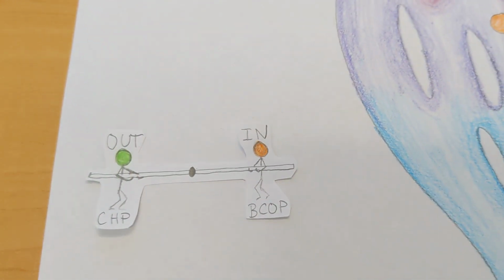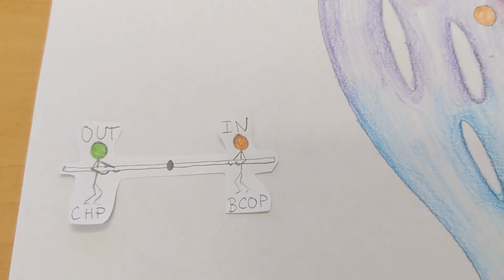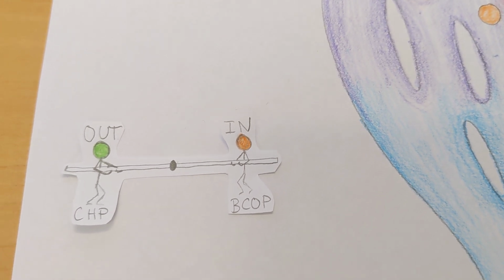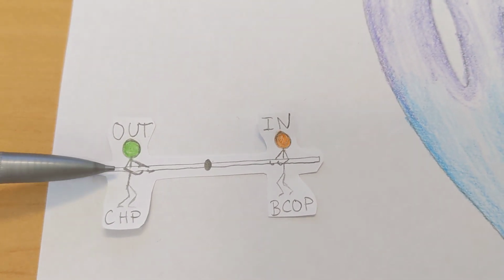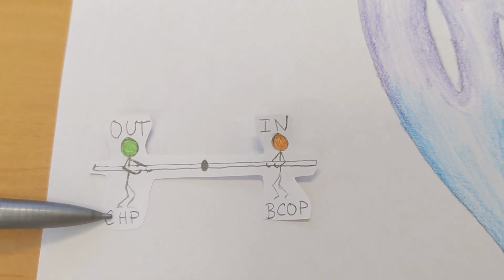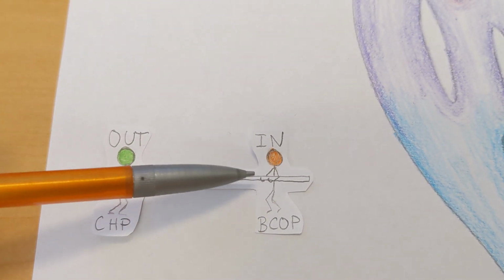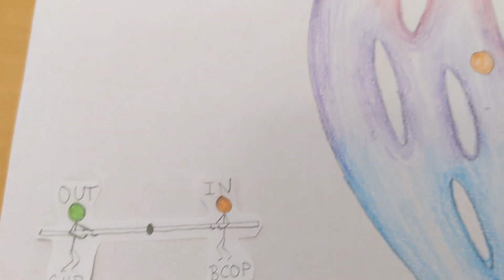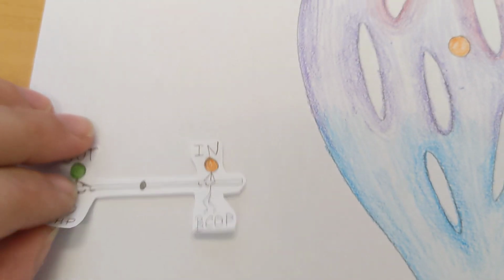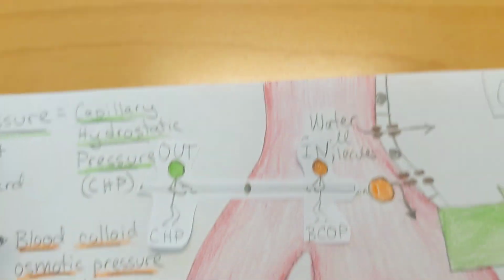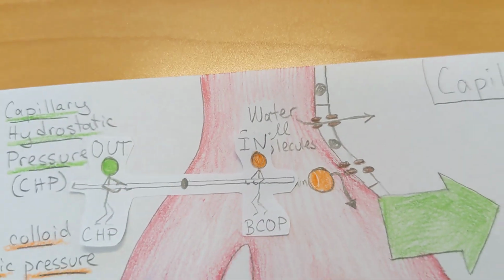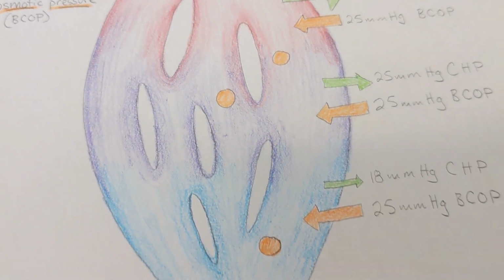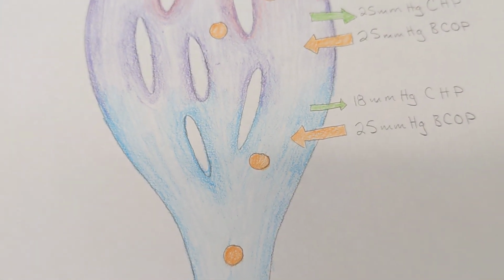So in this video, I'm going to talk about the opposing pressures at different points in the capillary, kind of in terms of like tug of war. So the blood pressure is pushing out, capillary hydrostatic pressure, and the albumin, the blood colloid osmotic pressure, is essentially pulling in. And so we begin the capillary. So here's the red side, the arterial side, and we see blood loses oxygen, it becomes purple, and then finally on the venous end, it is blue.